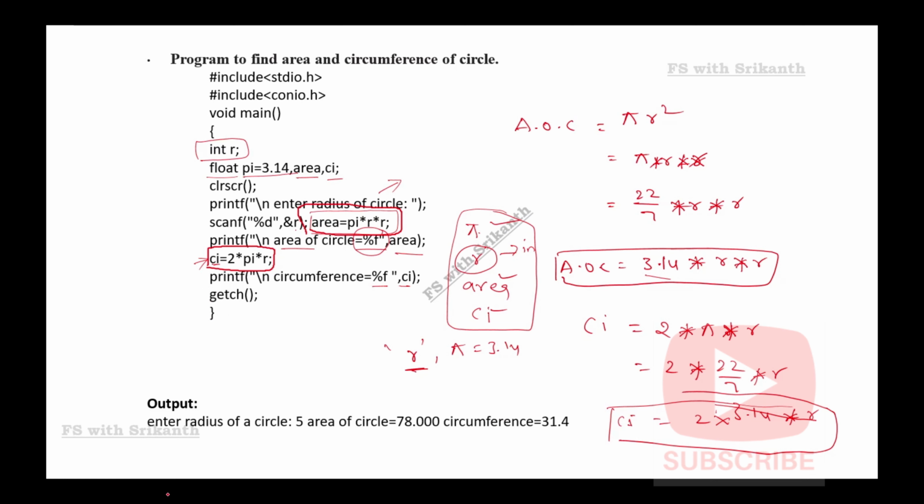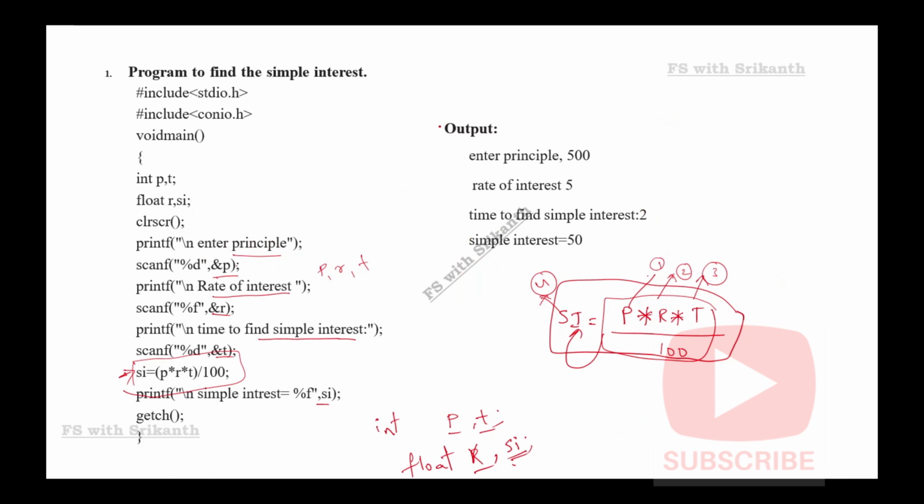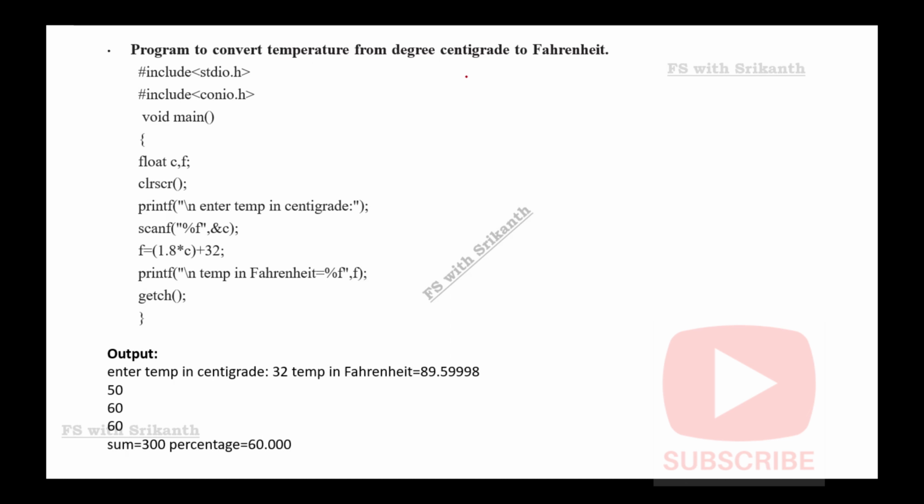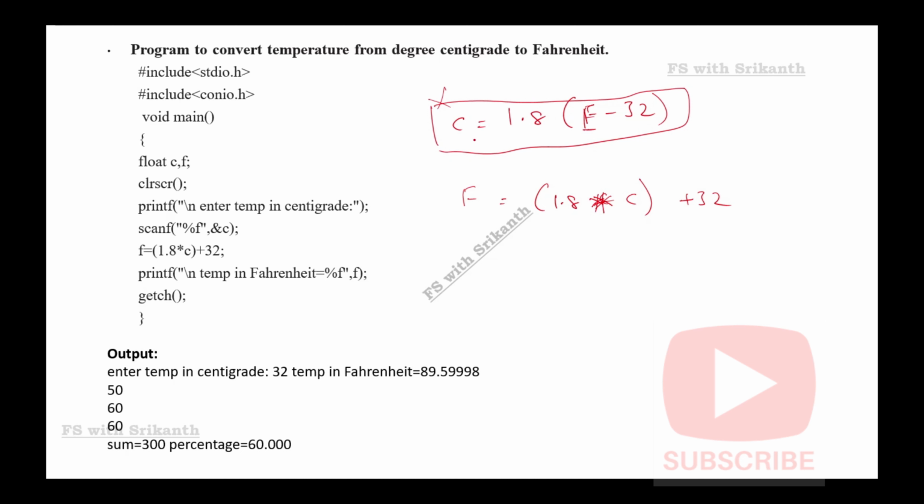So how do we get the centigrade if we have Fahrenheit? C equals 1.8 into F minus 32. This is if we have the Fahrenheit value. If you have the centigrade value, how can we convert? Fahrenheit equals 1.8 into C plus 32. So actually the first one is not required right now. We are following this principle. This is the formula, right? If you know centigrade, then we can find Fahrenheit.